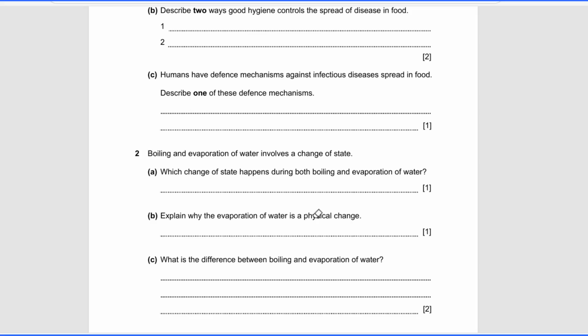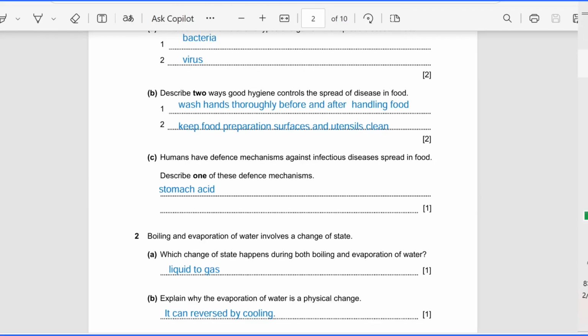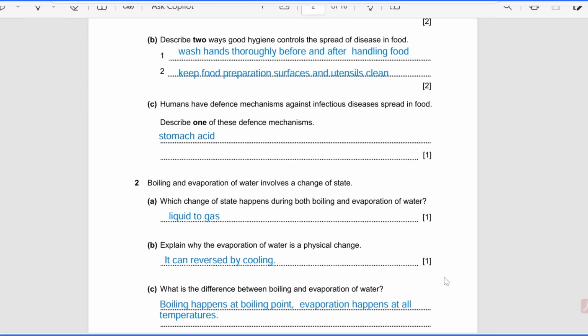Let's move on. Okay, so question 2c, what is the difference between boiling and evaporation of water? 2 marks. Let's check out the answer, guys. So for 2c, the answer is boiling happens at the boiling point. Evaporation happens at all temperatures.